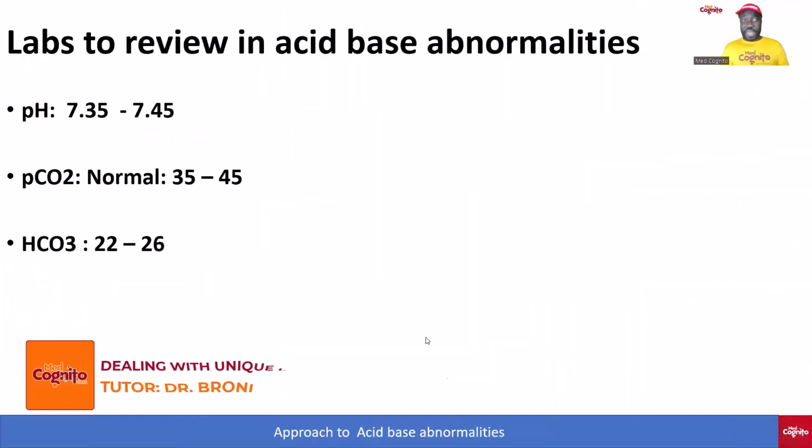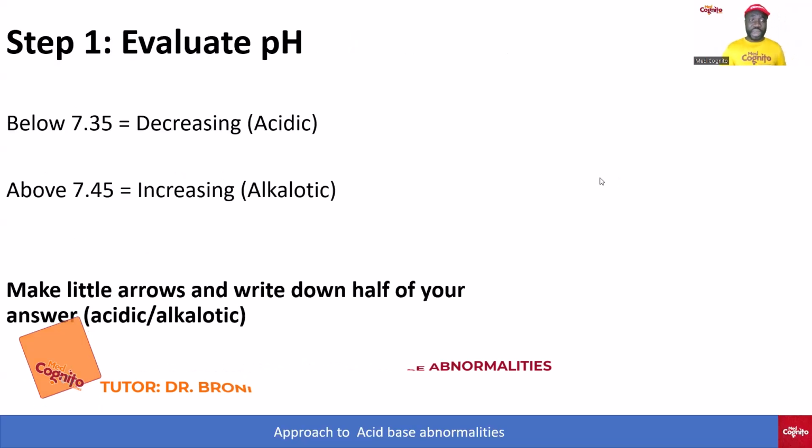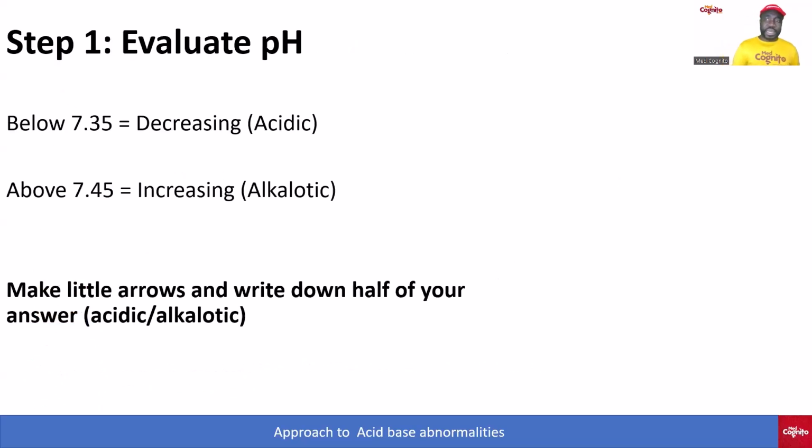So we are reviewing those labs again. pH is 7.35 to 7.45. PCO2 is 35 to 45. HCO3 is 22 to 26. Now that we've gotten this right, the first lab you have to check in any acid-base case that you'll get in any board exam is the patient's pH. The first lab.